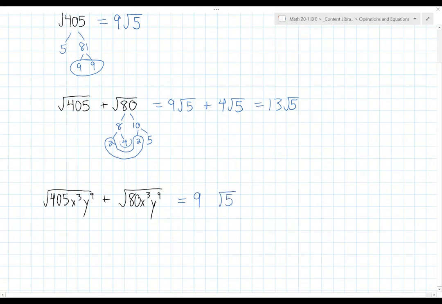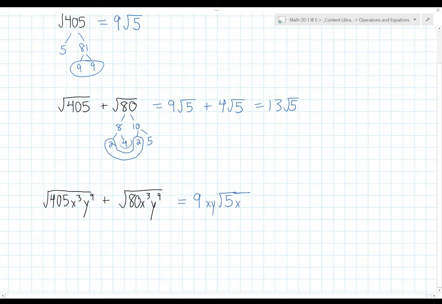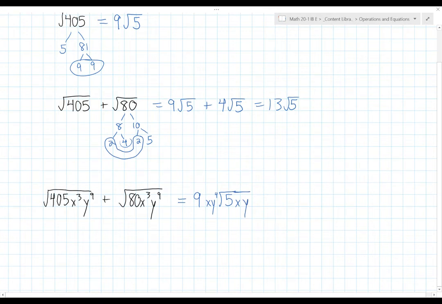But I also have perfect squares in the variables. So x cubed contains a perfect square. X cubed is x squared times x. So the square root of x squared is x. I'm going to put a little asterisk beside that and come back to it. And I had an x left over. Y to the power of 9 is y to the power of 8 times y. Y to the power of 8 is y to the power of 4 squared. So basically, I'm looking for how many pairs of each variable I can create using the number I have.